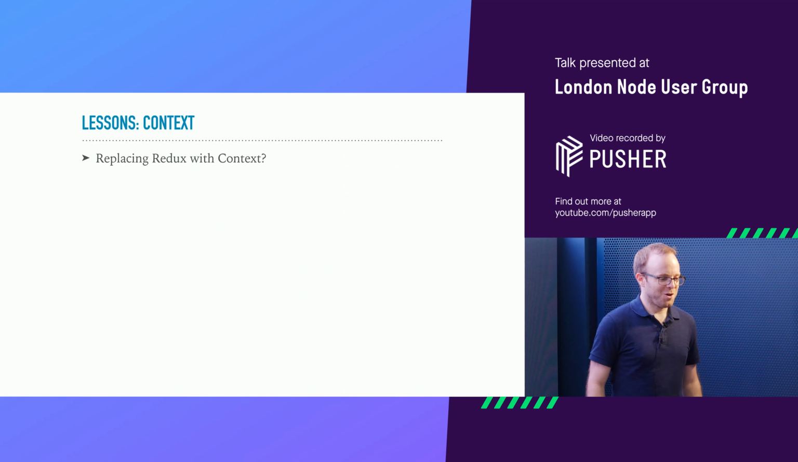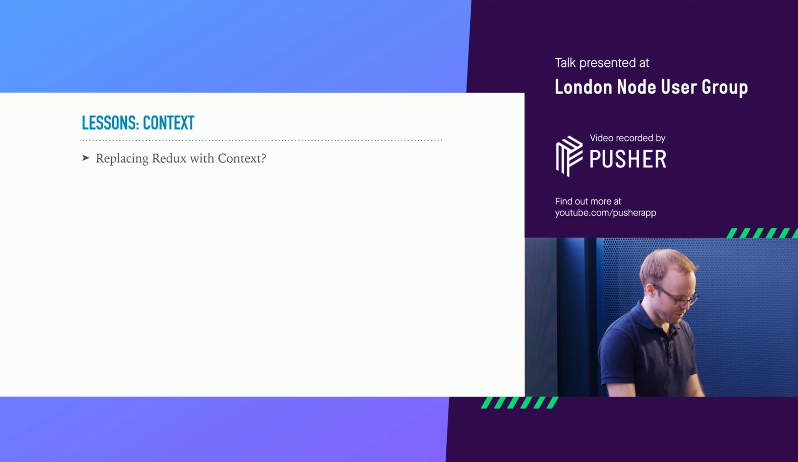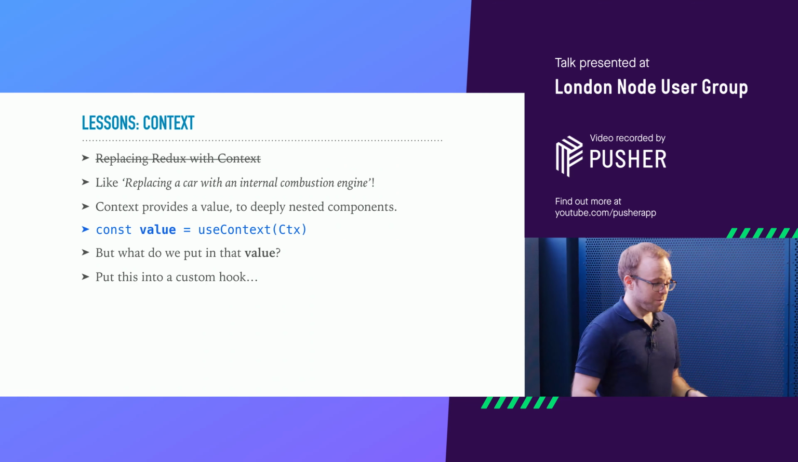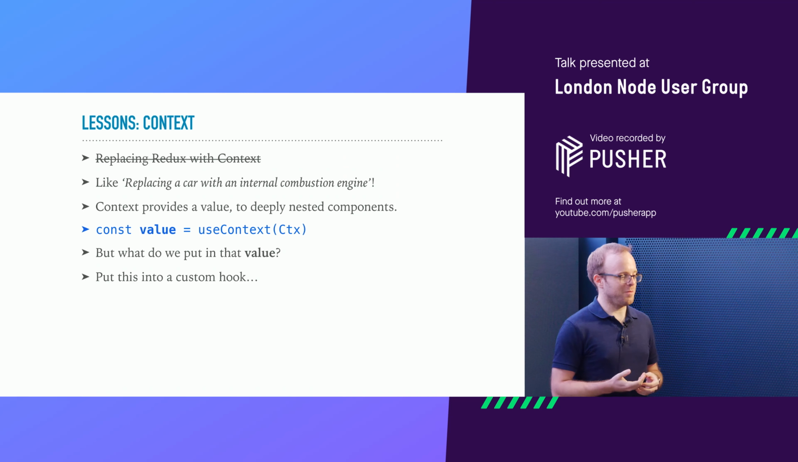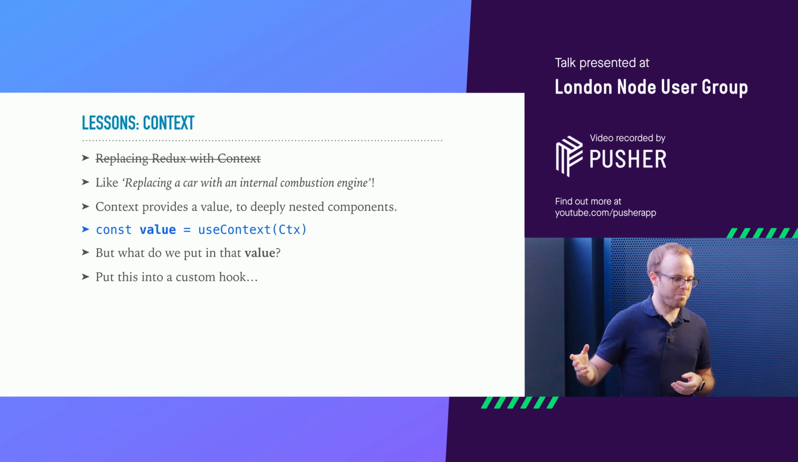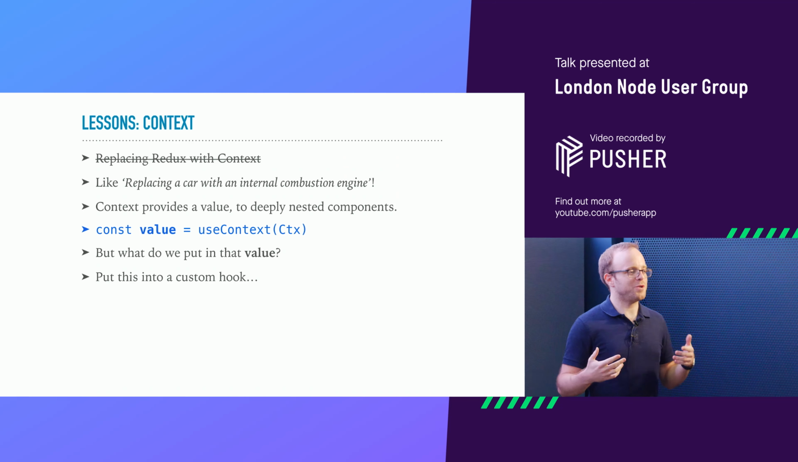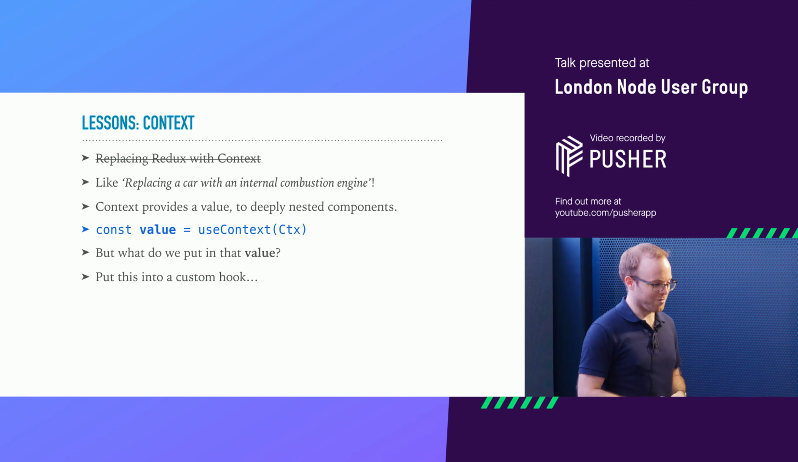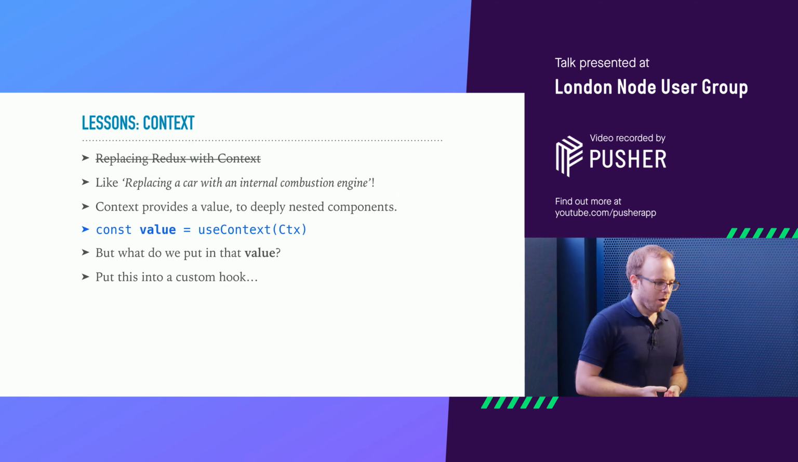The final lesson is about context. One thing I keep hearing is that we should replace Redux with context. This makes no sense at all. This is like the claim that we should replace a car with an internal combustion engine, because when people use Redux, they're typically using context to supply that Redux stuff, even if indirectly.